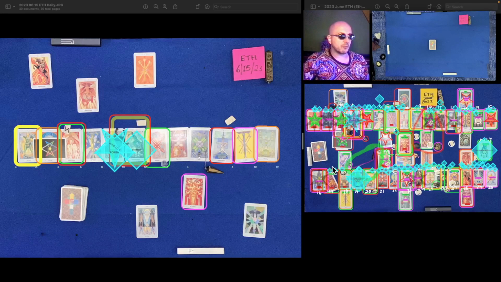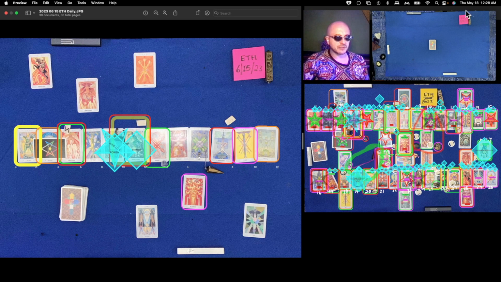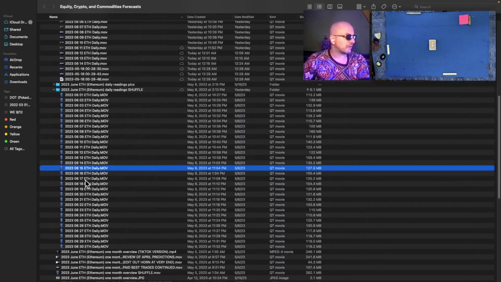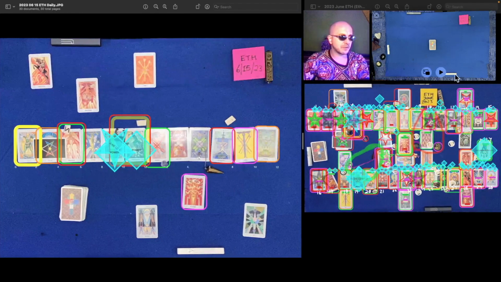This is the Ethereum one-day reading for June 15th, 2023. It's currently May 18th, 2023, 12:28 a.m. Eastern Time. The shuffle file for the 15th of June was created on May 6th, 2023 at 11:04 p.m. Eastern Time. That's this video right here.